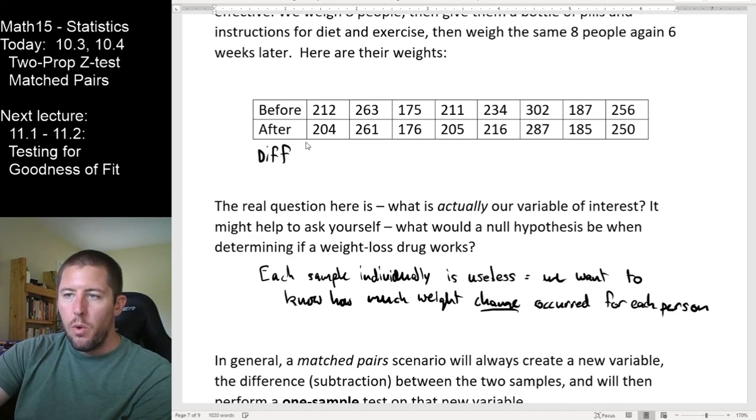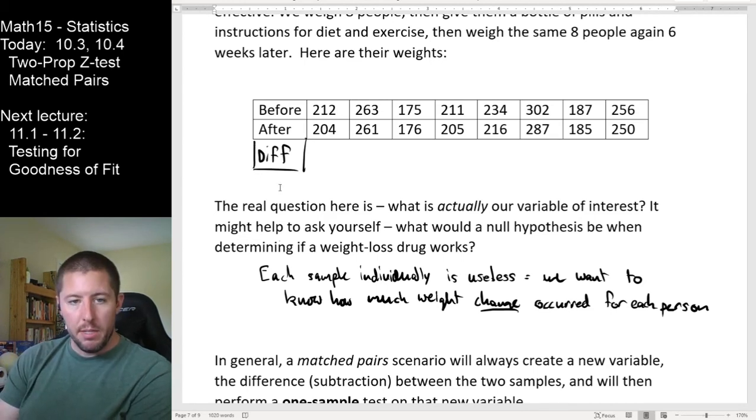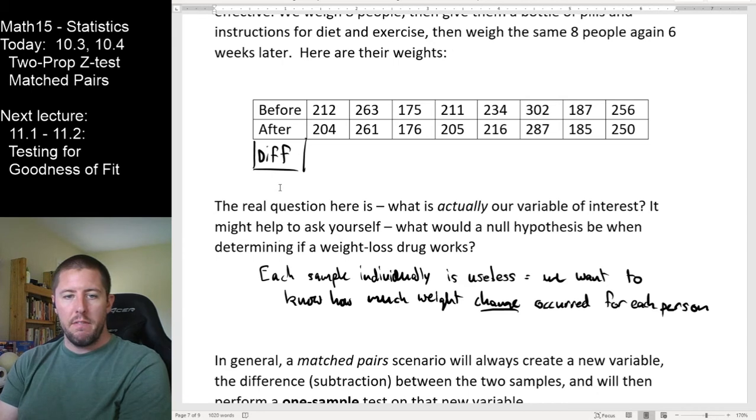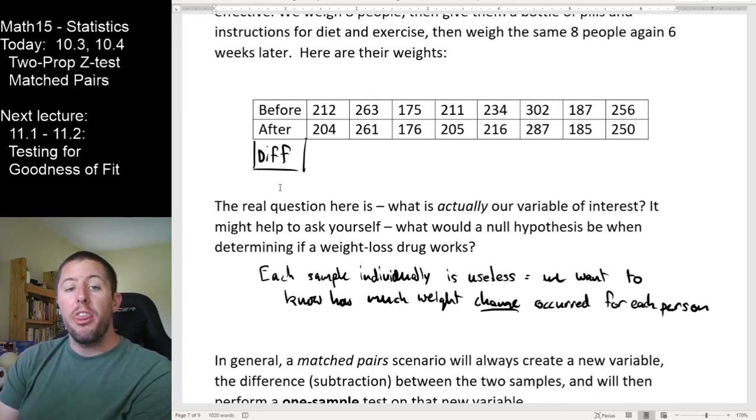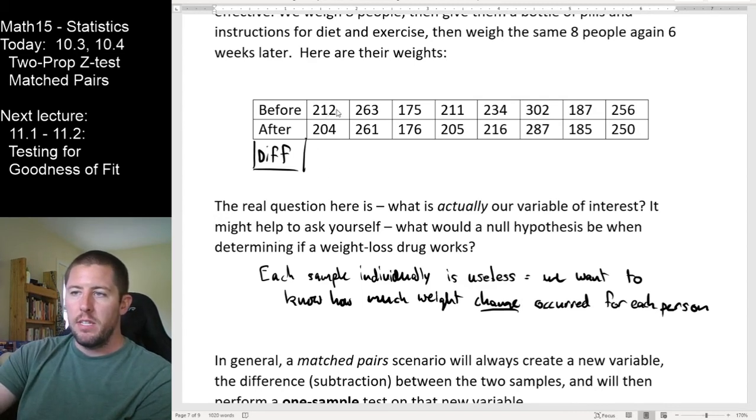So what we're going to typically do in every one of our matched pairs examples is compute, instead of the two variables that are given to us, the before variable and the after variable, we're going to use those two to compute a third variable, the difference variable. Do the subtraction individually here. What I can see for this first person is that before they weighed 212, after they weighed 204, so it looks like their difference was -8. They lost 8 pounds over this trial. That's what happened to that one person.